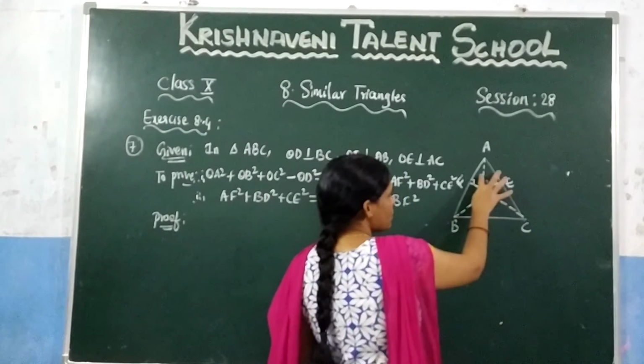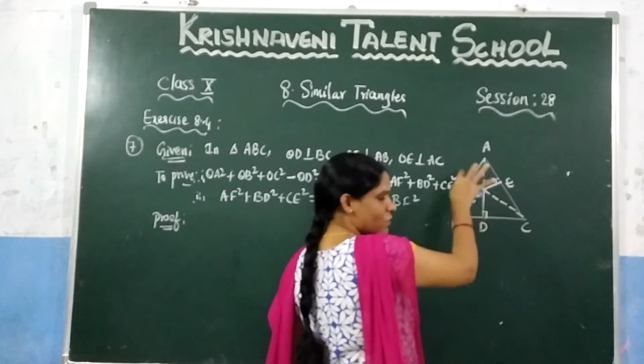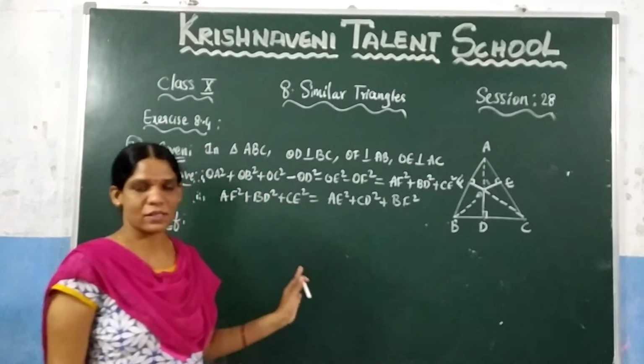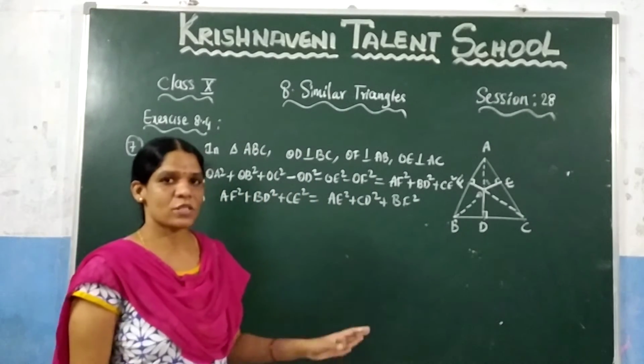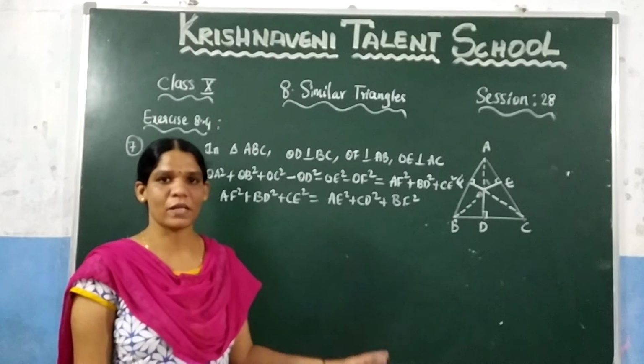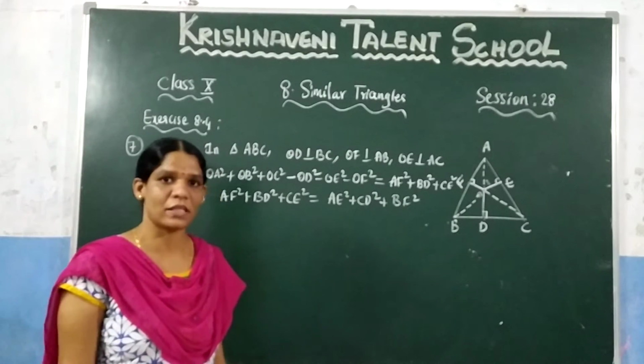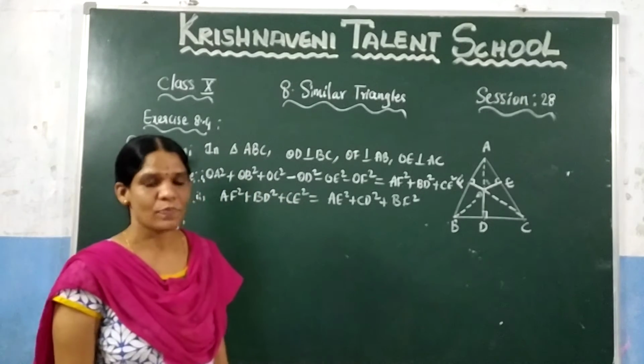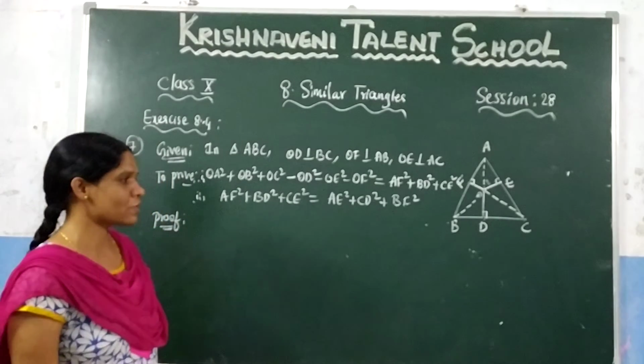That means, all are right angle triangles if you can observe. Now, based on these right angle triangles and based on the property of the Pythagoras theorem, you need to solve this condition. Now, let us see how to solve this one.